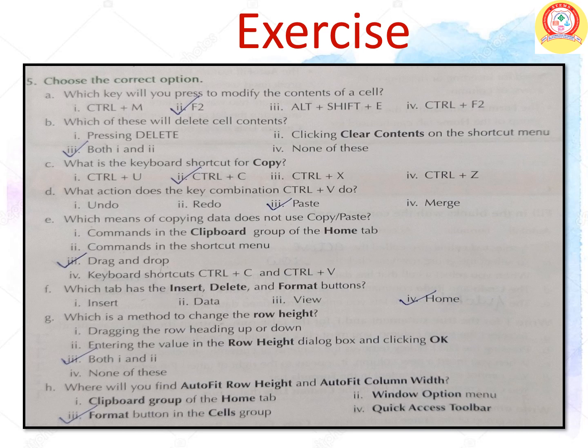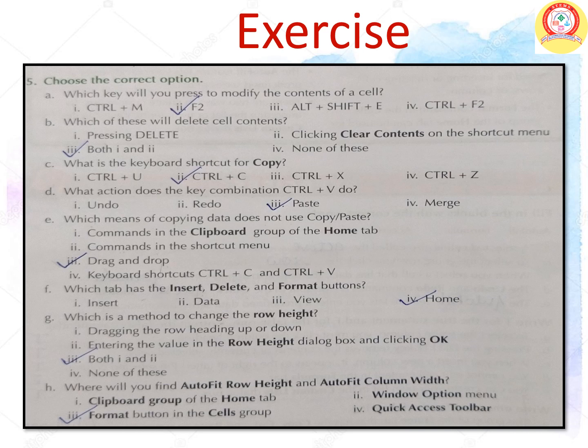Let's move to E1, which means of copying data does not use copy paste? 1 command in the clipboard group of the home tab, 2 command in the shortcut menu, 3 drag and drop, fourth keyboard shortcut, that is Control plus C and Control plus V. So it's children third one, drag and drop. Okay, now fifth F1, which tab has insert, delete and format button? 1 insert, 2 data, 3 view, or fourth home. So it's fourth home. Home tab has insert, delete and format button. So tick on fourth option children.